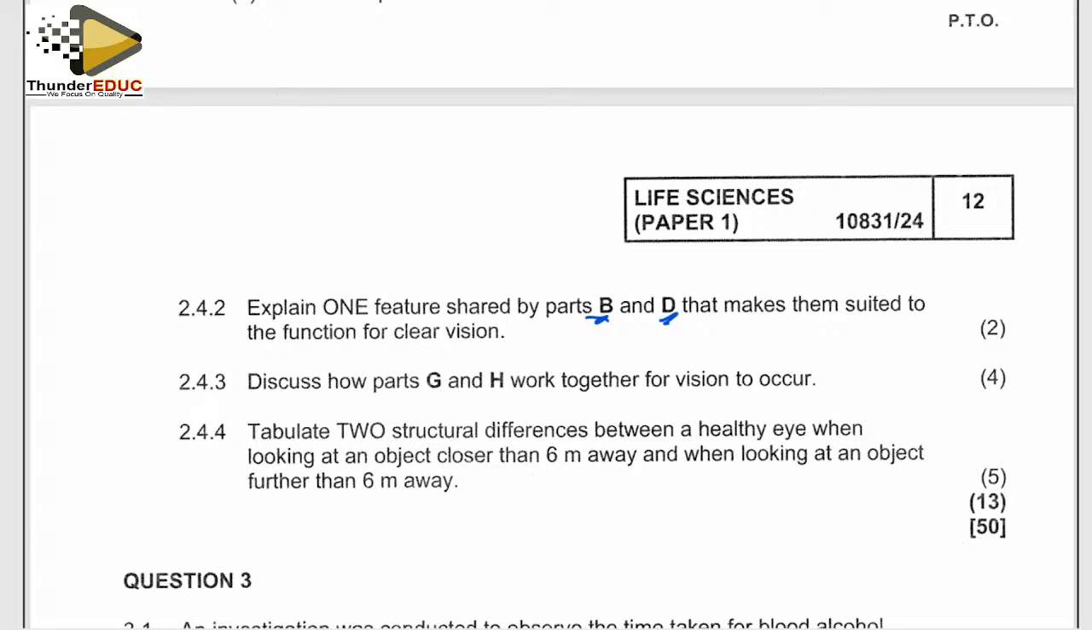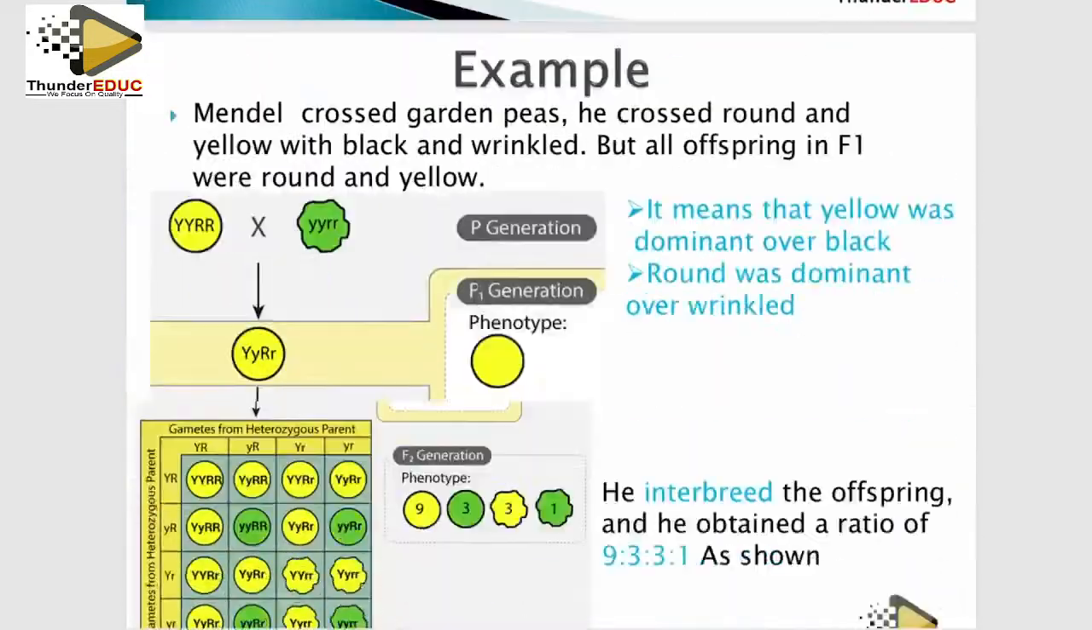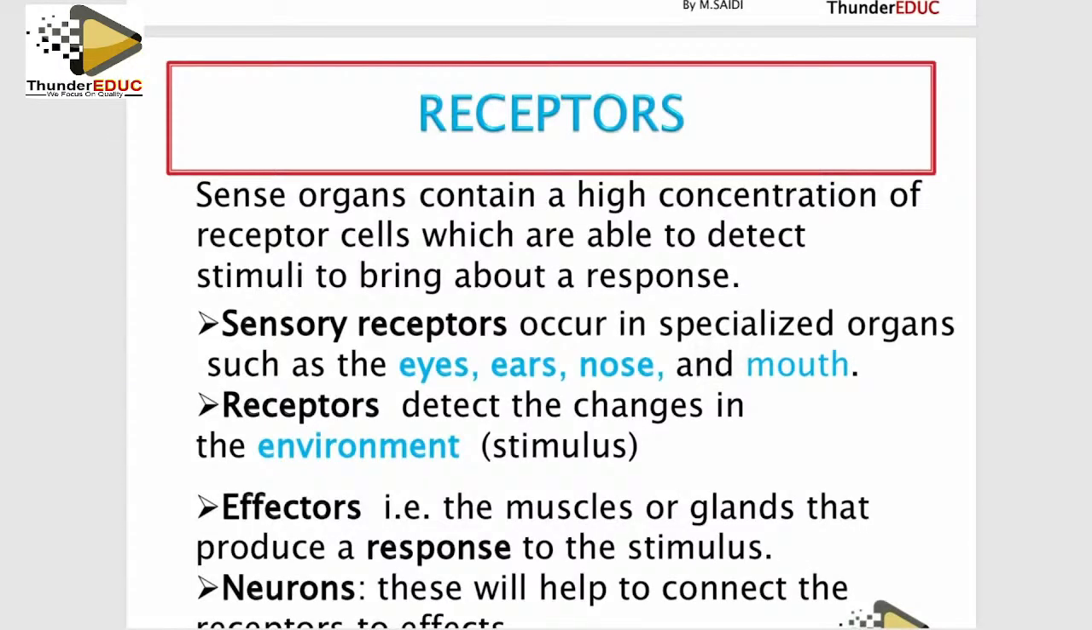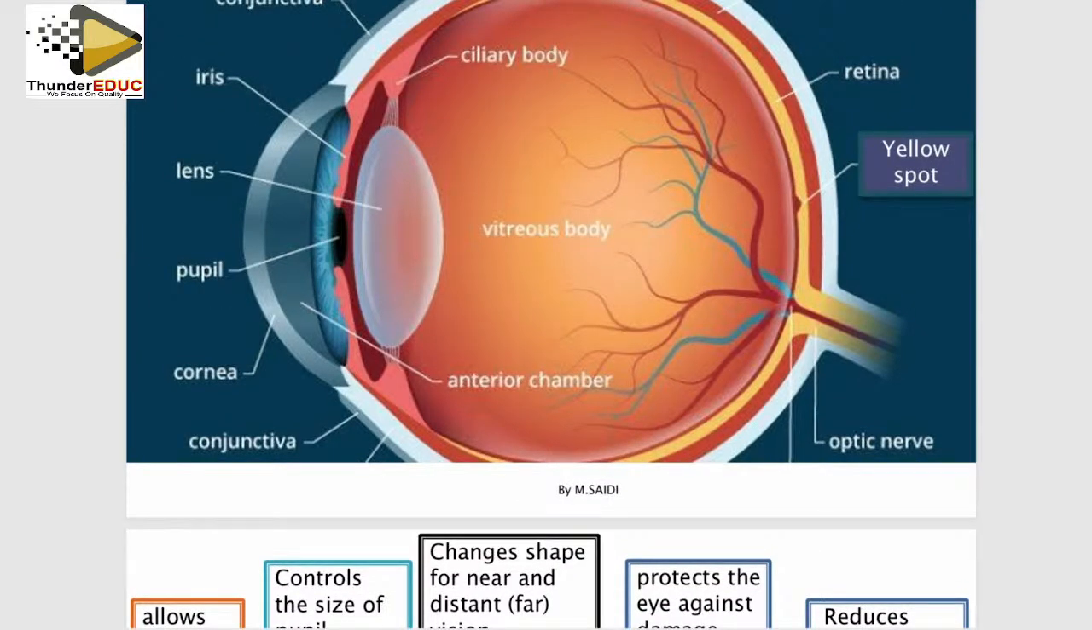Let me show you the eye. Let me go to the eye. Yes, so this is what I'm saying. You see this part, and then this lens. Both of them are transparent, so they allow light to come in and then bend into the retina here. You see? Yes, that's what they are talking about.